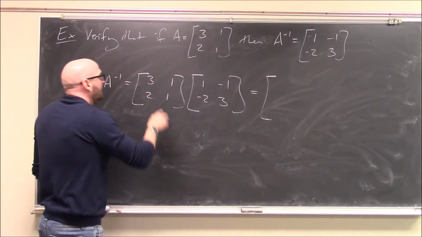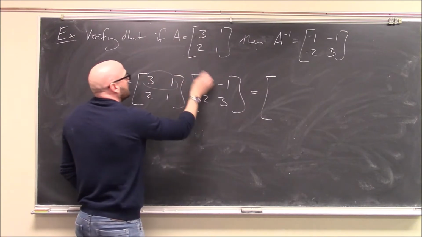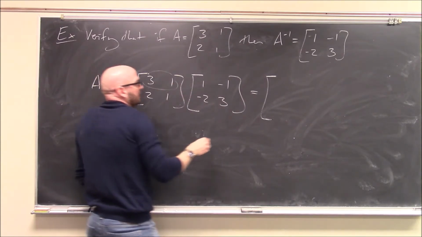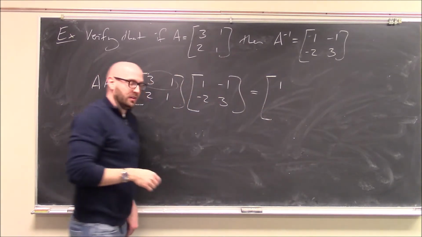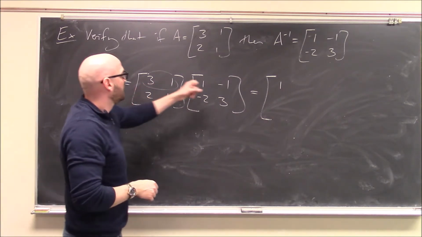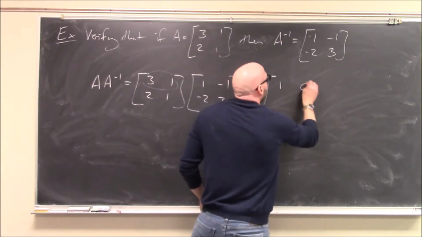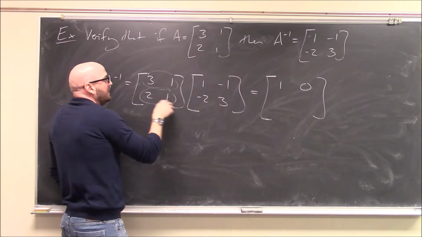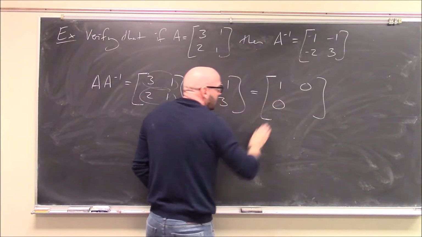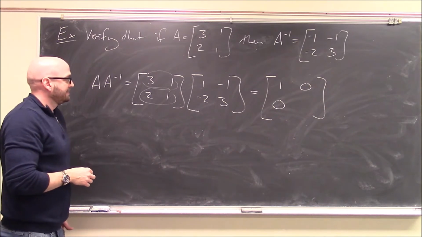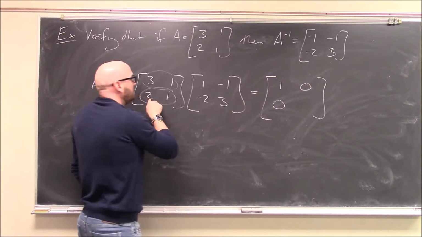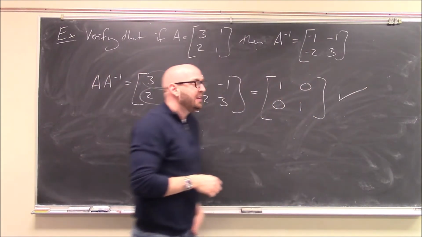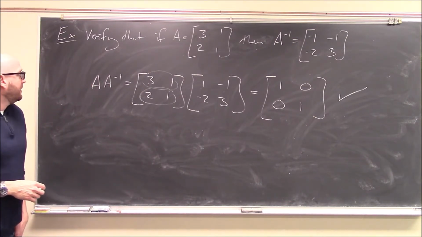So let's see what happens. Row 1 by column 1: 3 times 1 is 3, plus 1 times minus 2 is minus 2, so 3 minus 2 is 1, just like we wanted. Then 3 times minus 1 is minus 3, plus 3 is 0, just like we wanted. Now row 2 by column 1: 2 times 1 is 2, plus minus 2 is 0, just like we wanted. And last but not least, row 2 by column 2: 2 times minus 1 is minus 2, plus 3 is positive 1. Awesome. So we got what we wanted.